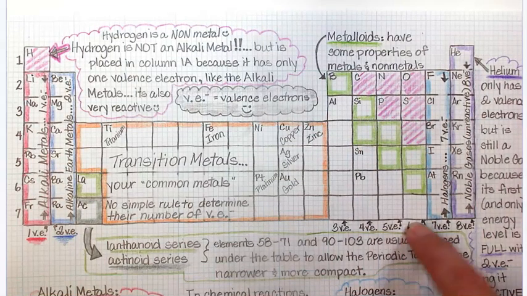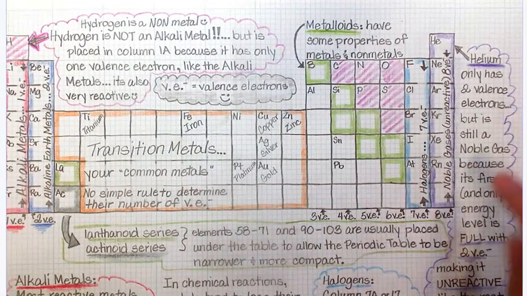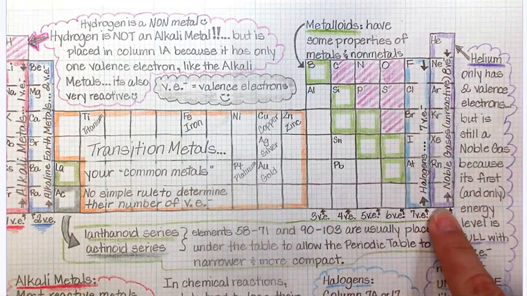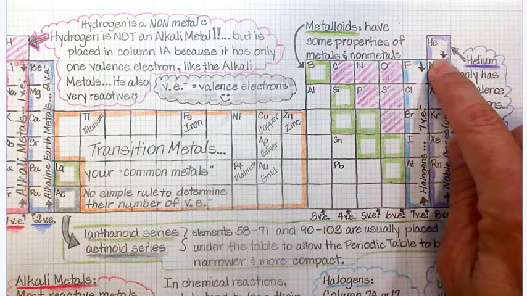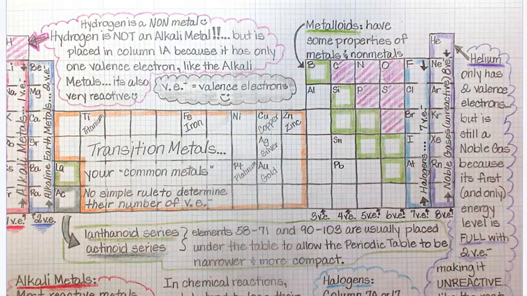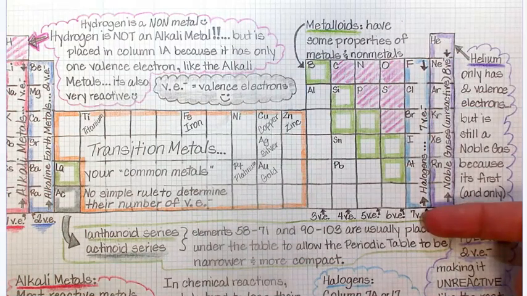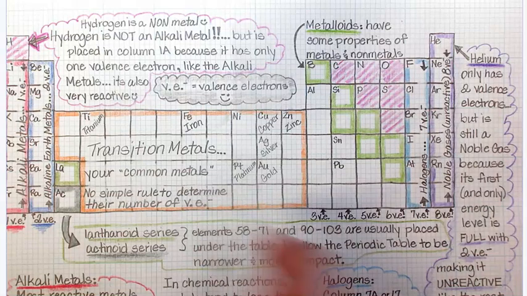16 or 6A, 7 valence electrons for the halogens in column 17 or 7A, and then 8 valence electrons for our noble gases except for helium. Helium only has 2 valence electrons, but it's placed there because it's full with 2 valence electrons because it only uses 1 energy level. Okay? And things that are in the same column have the same number of valence electrons, and therefore they have similar chemical properties. Okay?